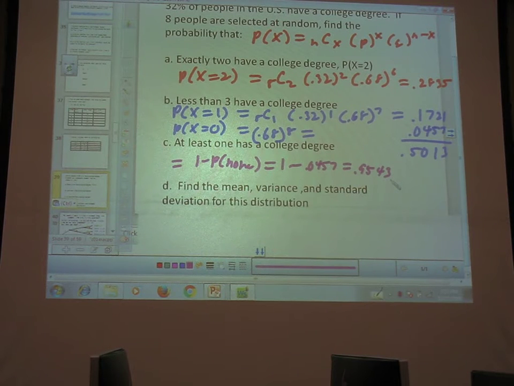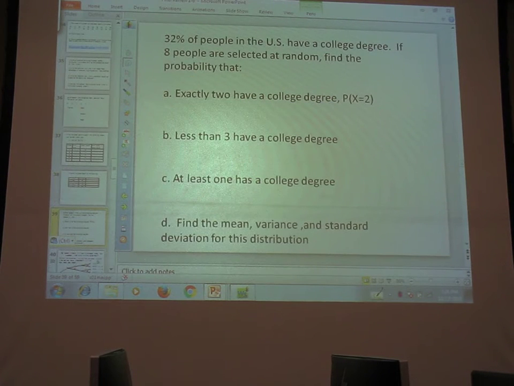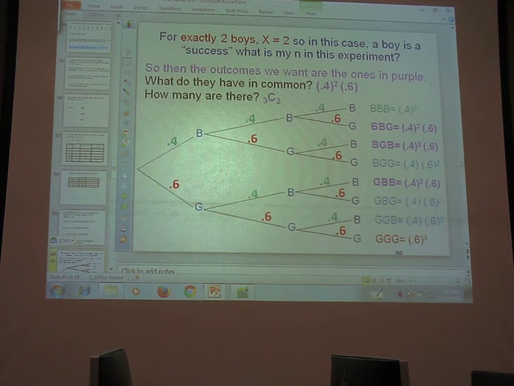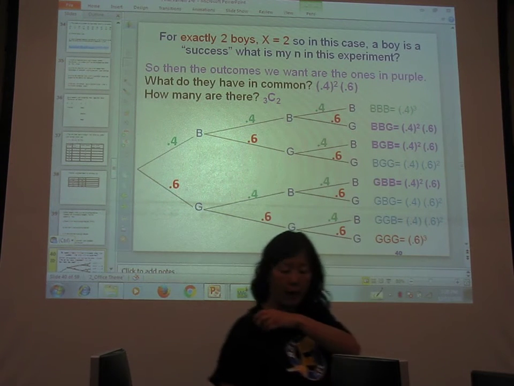Mean is np, variance is npq, and standard deviation is the square root of npq. Expected value is the mean in that case, is what you're asking? Yes, expected value is the mean, always. Expected value and mean are always the same thing.